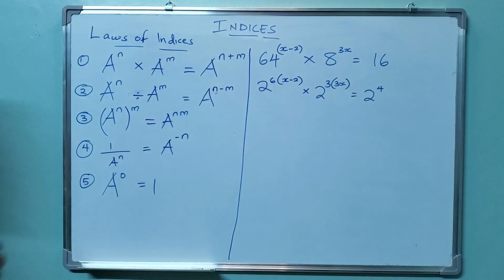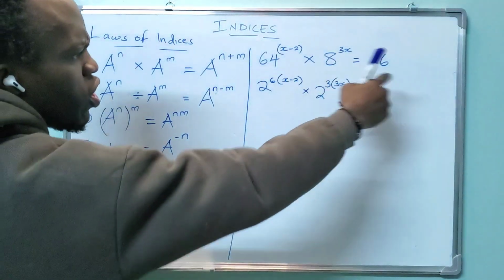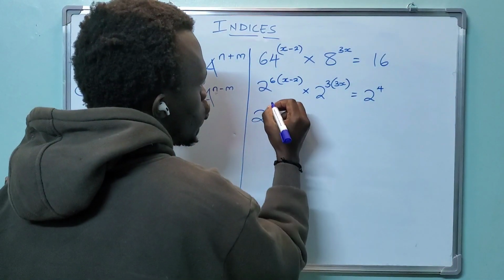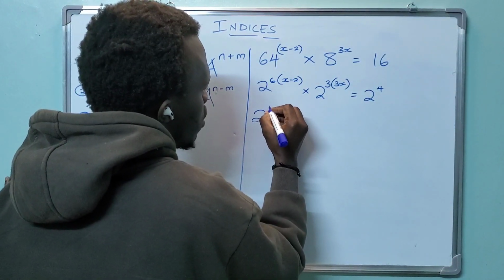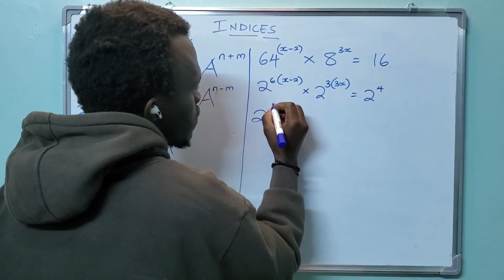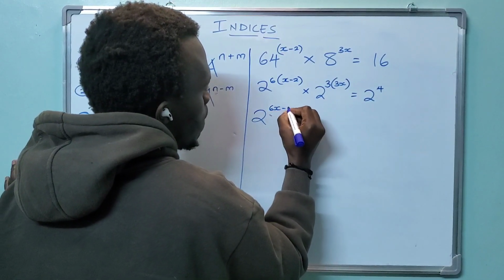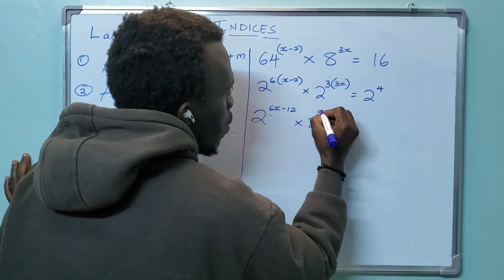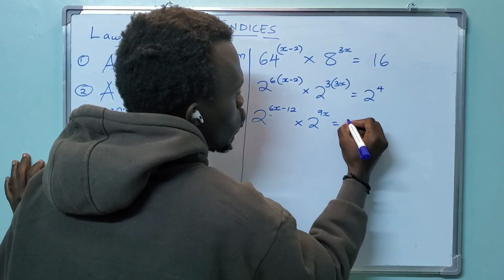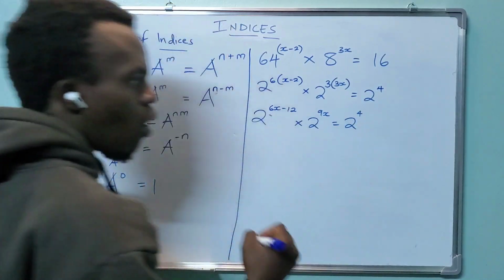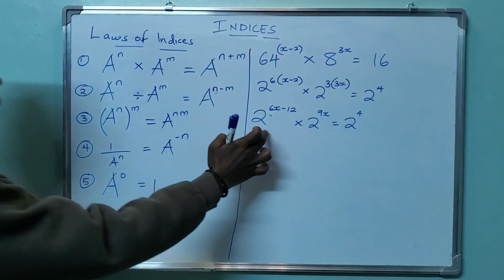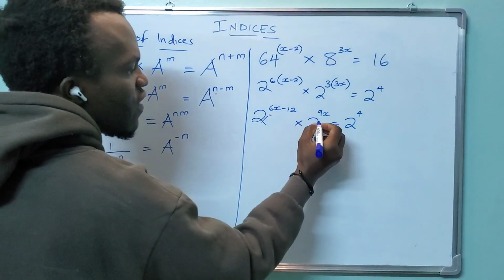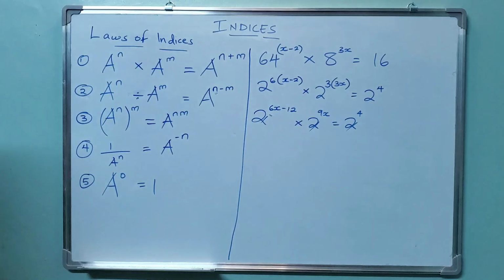Now, once we've done that, first of all, we are going to open up the bracket that is on our powers. So I'm going to have here 2 raised to power 6x minus 12, multiplied by 2 raised to power 9x, being equal to 2 raised to power 4. Because we've already made the bases the same, we are going to cancel them out. They are not going to be helpful at this moment.